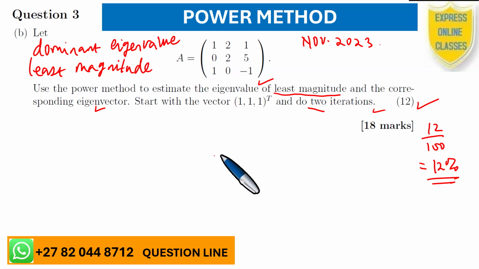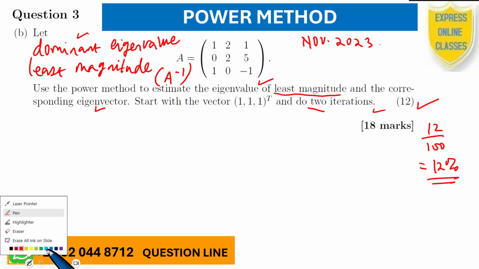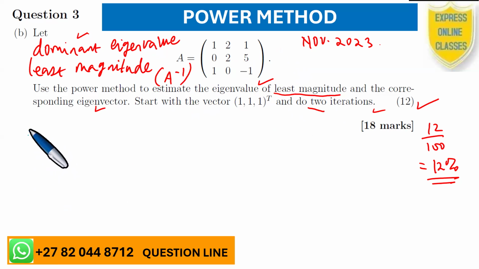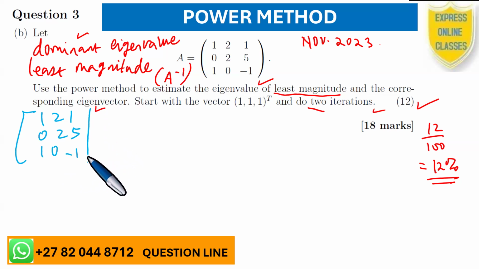Now, the least magnitude requires us to get the inverse of this matrix, because if we're dealing with the dominant one, we use the matrix A, but the least magnitude goes with A inverse. So let's deal with the inverse matrix. We're going to have 1, 2, 1, 0, 2, 5, 1, 0, minus 1, augmented with 1, 0, 0, 0, 1, 0, 0, 0, 1.